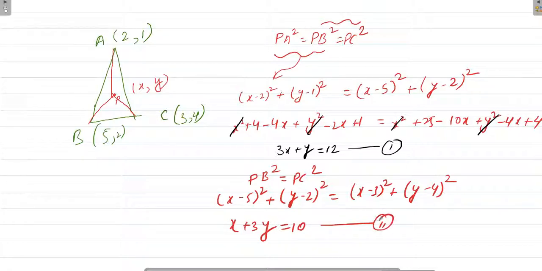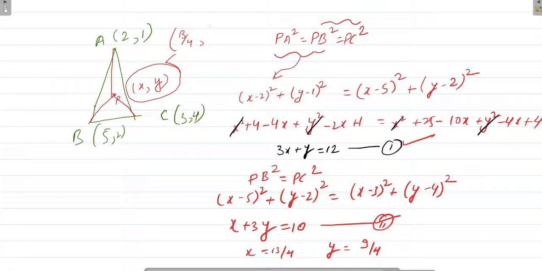So here we have two equations, the first one and the second one, and after solving these two you will get x equals 13 by 4 and y equals 9 by 4. How can you solve them? Just multiply the second equation by 3 and subtract the two, and you will get the answer. So what are this x and y? As you have imagined, x and y are the coordinates of the circumcenter. So the answer will be (13 by 4, 9 by 4).